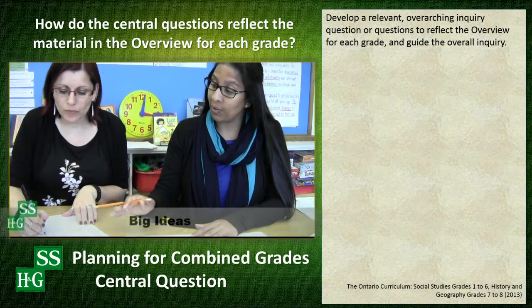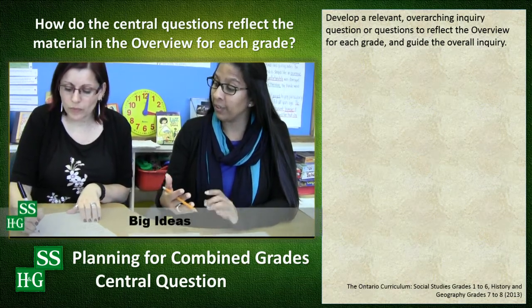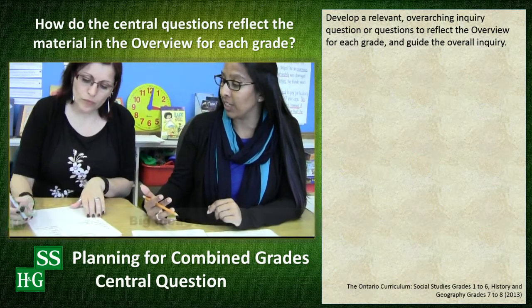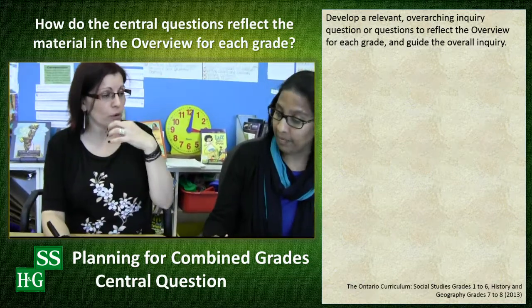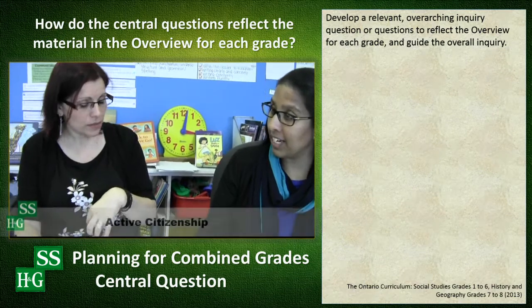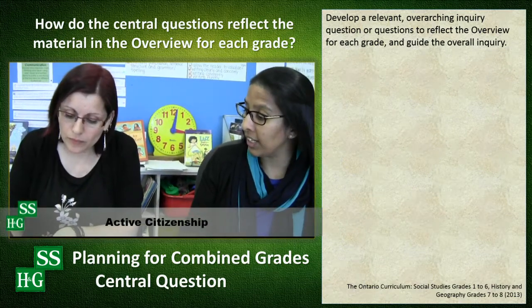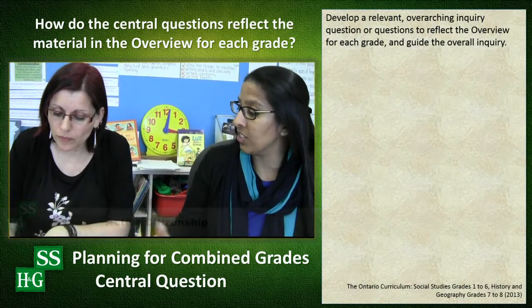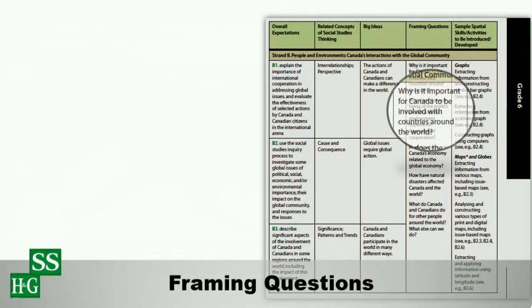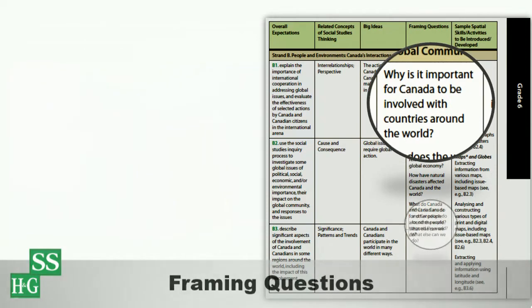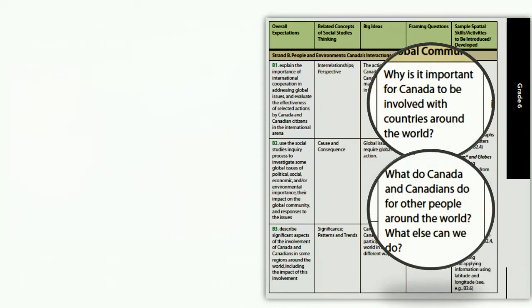And I think then we can focus on, in terms of the response, not only the Canadian response, but also organizational responses. So impact on the global community, and what are we doing as Canadians? What are we doing as Canadians, as a global community, and how are organizations coming into play here? Because when I look at the framing questions, why is it important for Canada to be involved with countries around the world? I think we've addressed that. Okay. What do Canada and Canadians do for other people around the world? And that ties in nicely right in there.